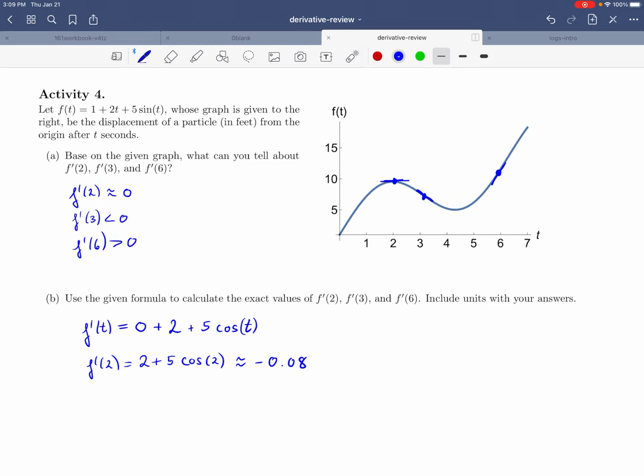Now, what are the units of this? Well, t is time, and it's measured in seconds. And then the output is the displacement of our particle, and that was measured in feet. So then the units of the minus 0.08 is feet per second.